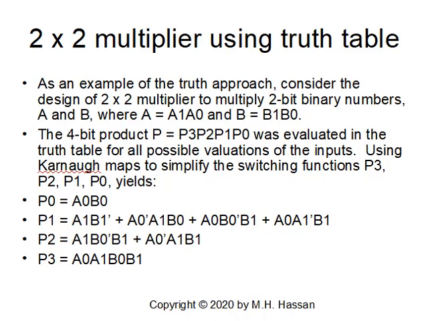input. Using K-map to simplify the switching functions of P3, P2, P1, P0 will yield P0 as a function of A0 and B0. P1 is A1, B1 prime, or A0 prime, A1, B0, or A0, B0 prime, B1, or A0, A1 prime, B1. P2 is A1, B0 prime, B1, or A0 prime, A1, B1. And P3 is A0, A1, B0, B1.